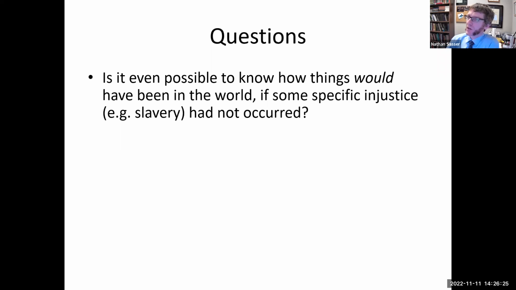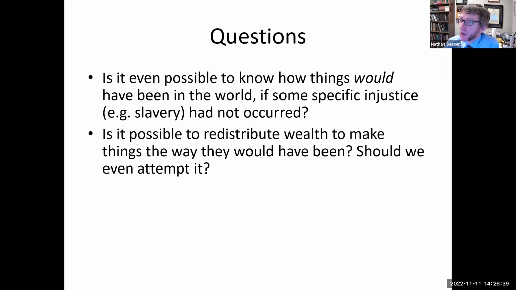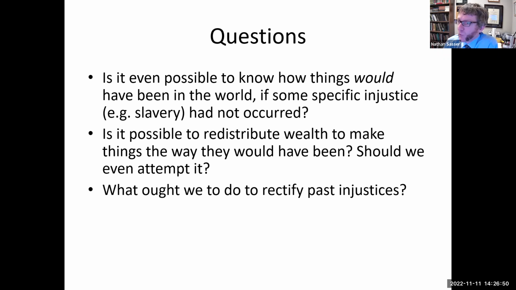So again, this raises difficult questions. Is it even possible to know how things would have been in the world if some specific injustice had not occurred? How much wealth would you have right now if there had never been slavery in North America? I have no idea. Is it possible to redistribute wealth to make things the way that they would have been? Should we even try to do that? Or is that a fool's errand?